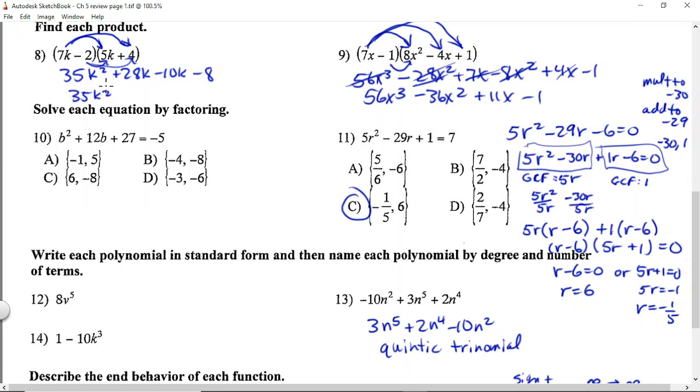35k squared, well, there's no other k squared, so that's it. And then we have 28k and minus 10k, so that leaves plus 18k. And then we have minus 8.